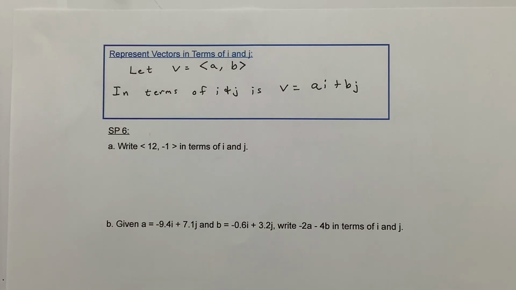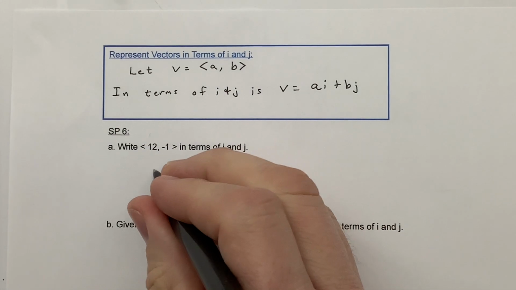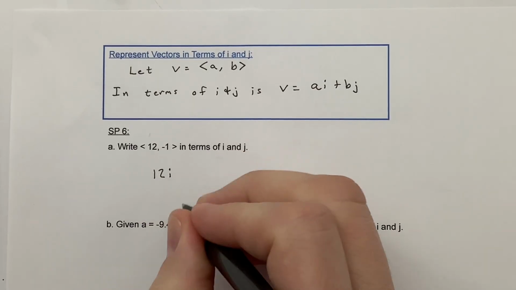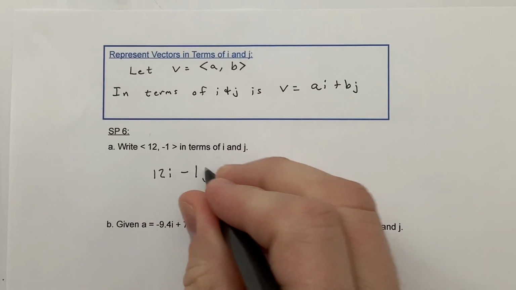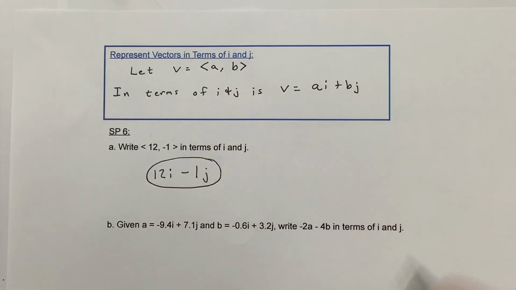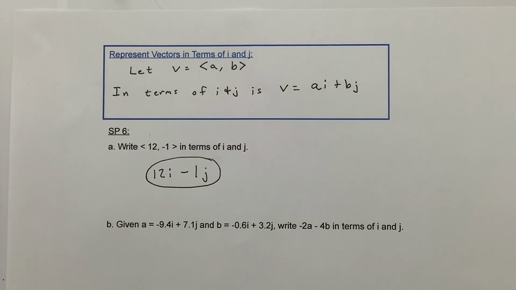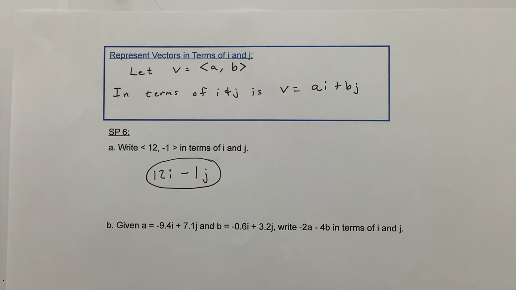There we have our component form, 12, negative 1. We're going to write that in terms of i and j. 12 is the i. Negative 1 is the j. Again, it's still a vector. 12 units to the right, going down 1 unit.